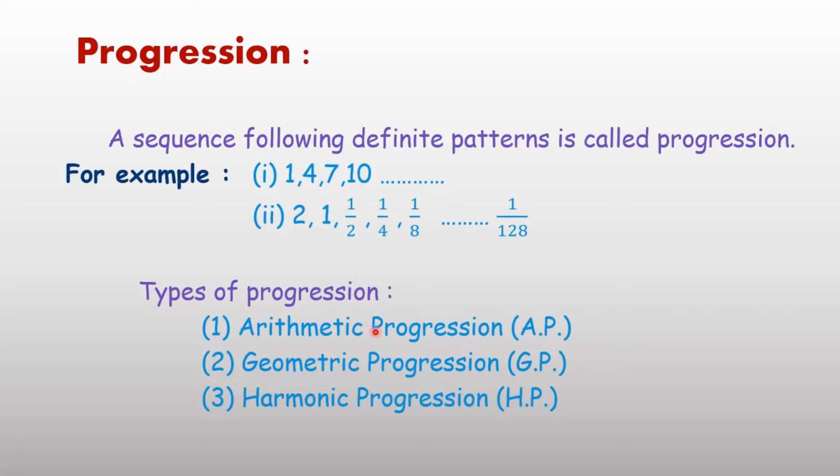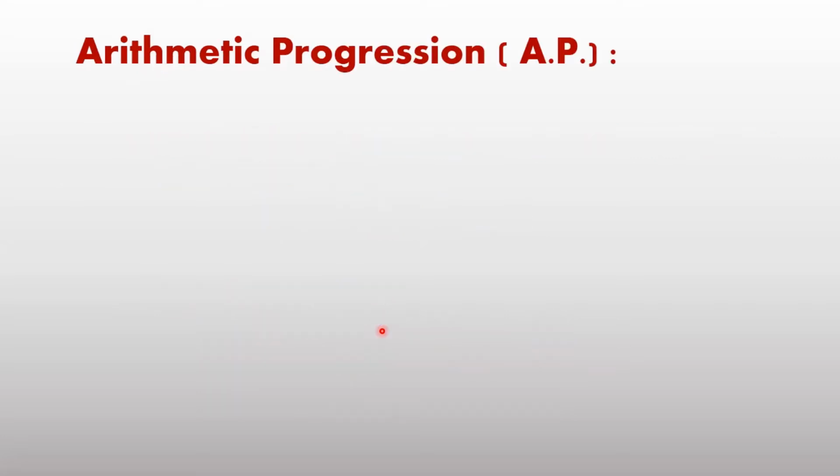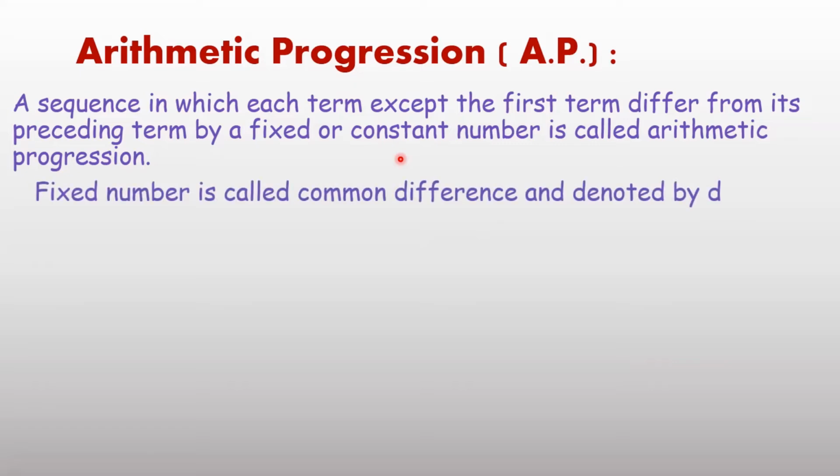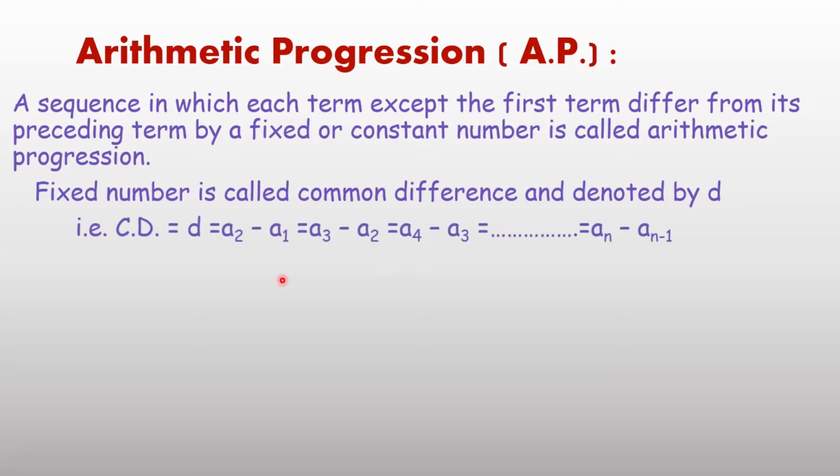Now here, as per your syllabus, in this video I am going to cover only one topic, arithmetic progression. Arithmetic progression means a sequence in which each term except the first term differs from its preceding term by a fixed or constant number. That fixed number is called the common difference, denoted by D.